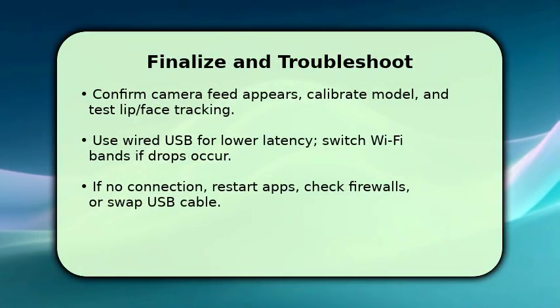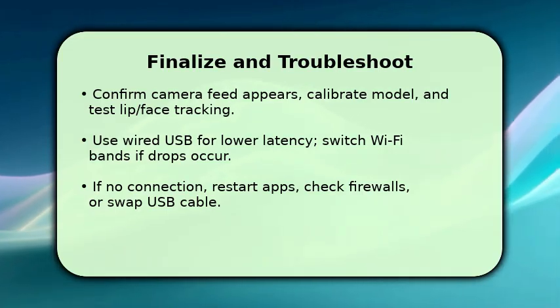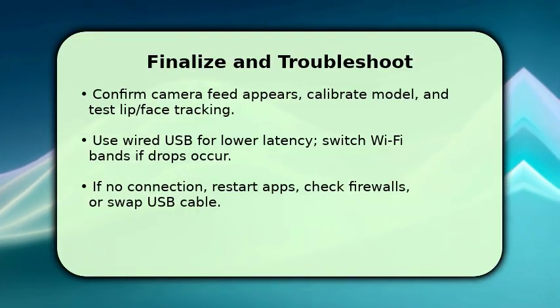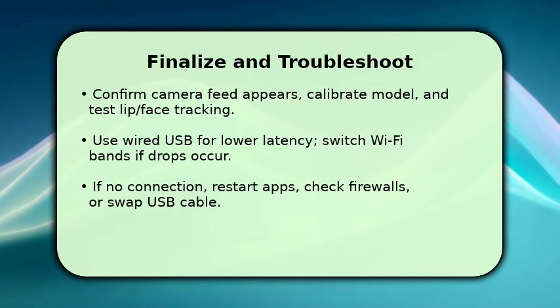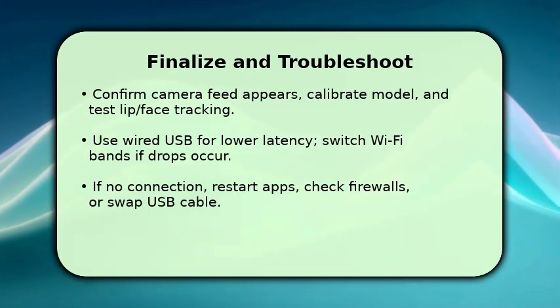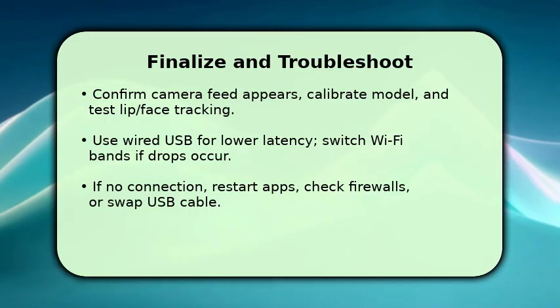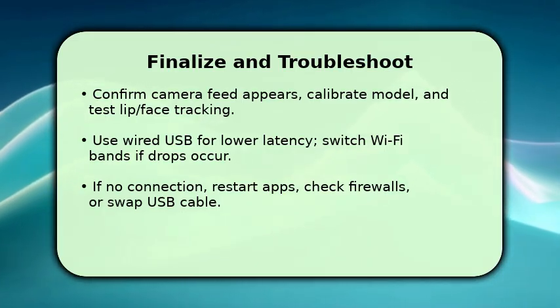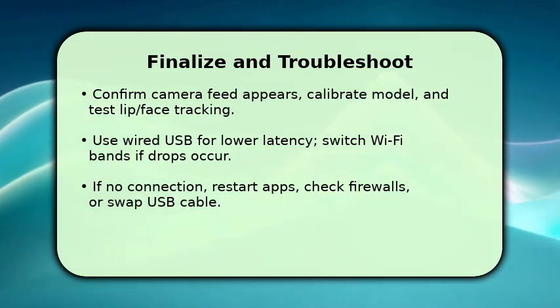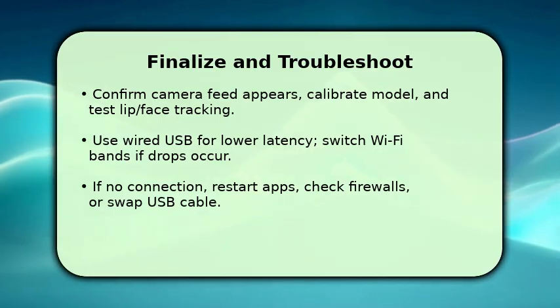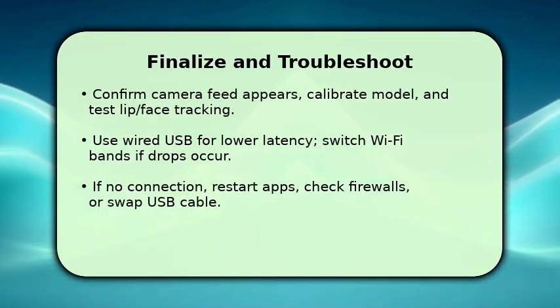Finally, confirm the camera feed appears on your PC, then run the calibration for your avatar and test lip and face tracking so animations match your movements. If you need lower latency, prefer a wired USB connection, and for wireless, try moving both devices to the same Wi-Fi band or closer to the router to reduce packet loss. If things go wrong, restart both apps, temporarily disable firewalls, or try a different USB cable. These quick fixes resolve most connection issues and get you streaming fast.